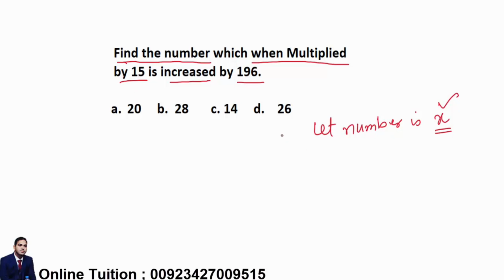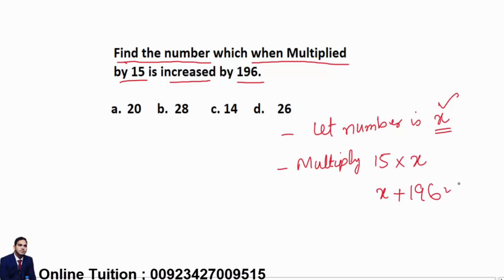The next step is to multiply this number by 15, so 15 multiplied with x. After that, the number is increased by 196. When there is an increment, the amount is added to the number, like this: x plus 196. So this is the increase.